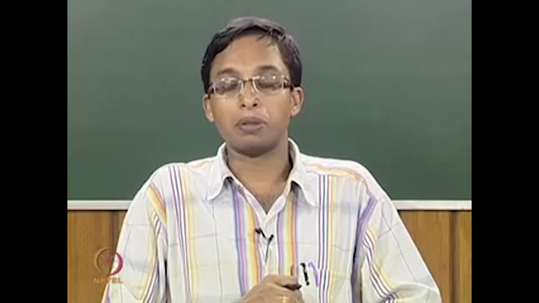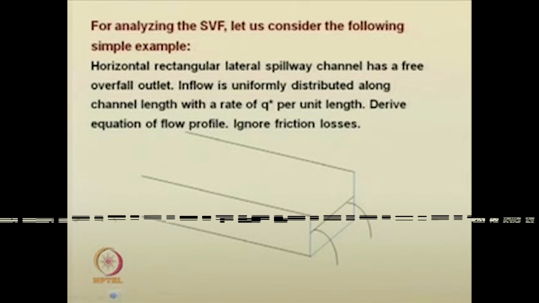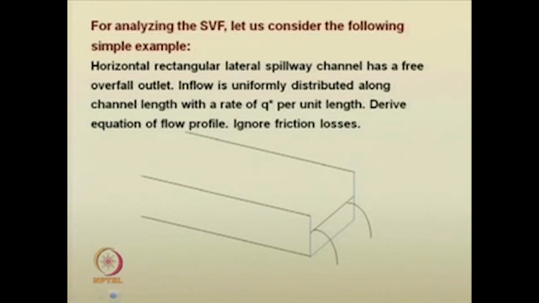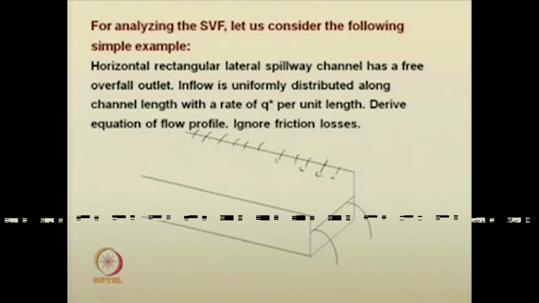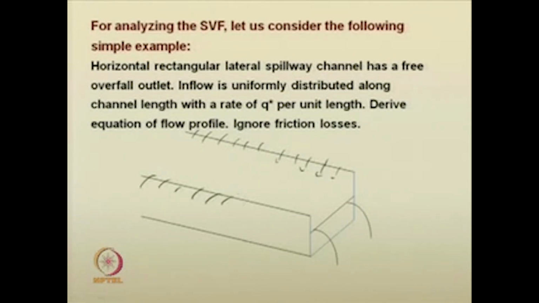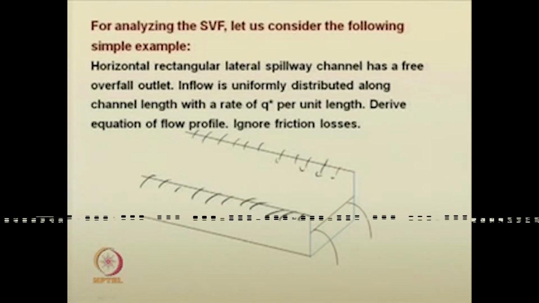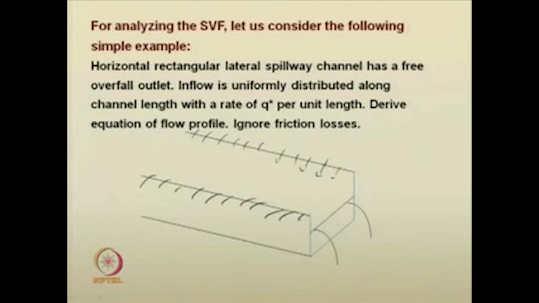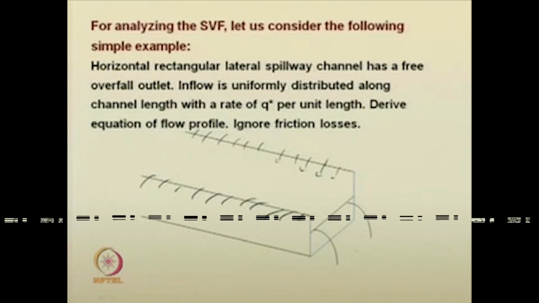So, let me state the example. There is a horizontal rectangular channel that collects water laterally through the overflow spillway. That is, water is entering the rectangular channel through overflow spillway like this, say maybe from both sides. This rectangular channel has a free fall overfall outlet like this. At the end of this rectangular channel, the water is falling freely.